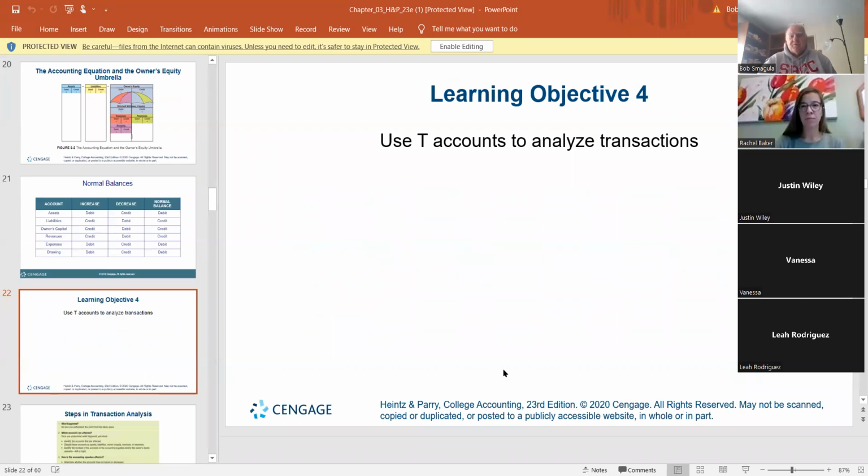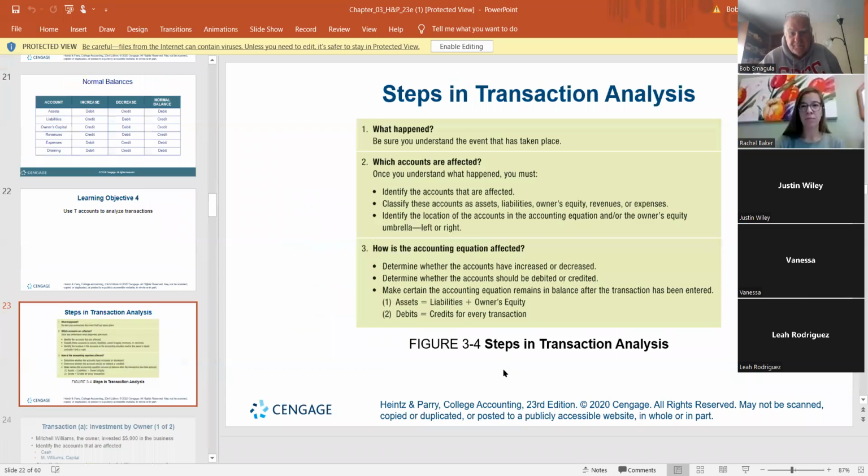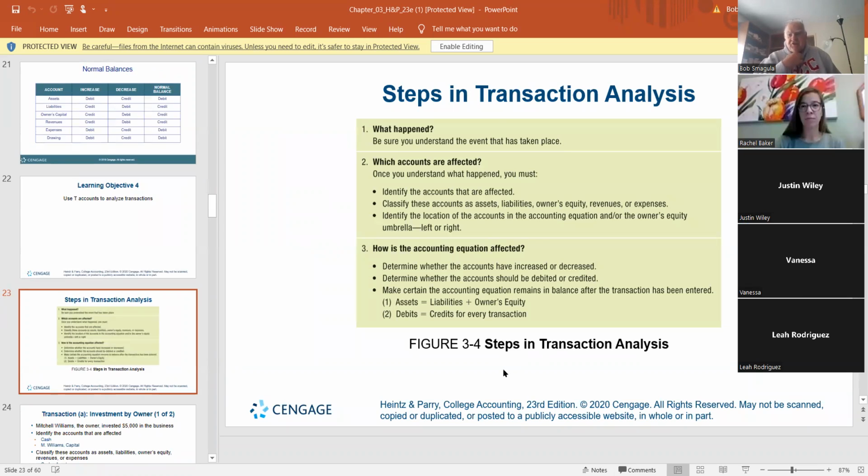Now we're going to fool around with the T accounts to do some transactions, huh? And just like in chapter 2, they're telling you what happened. Make sure you understand the event that's just taken place, huh? What's taking place? Well, we've got to process the payroll. That requires a huge journal entry. Okay, what accounts are affected? Well, salaries expense for sure and cash. How is the accounting equation affected?